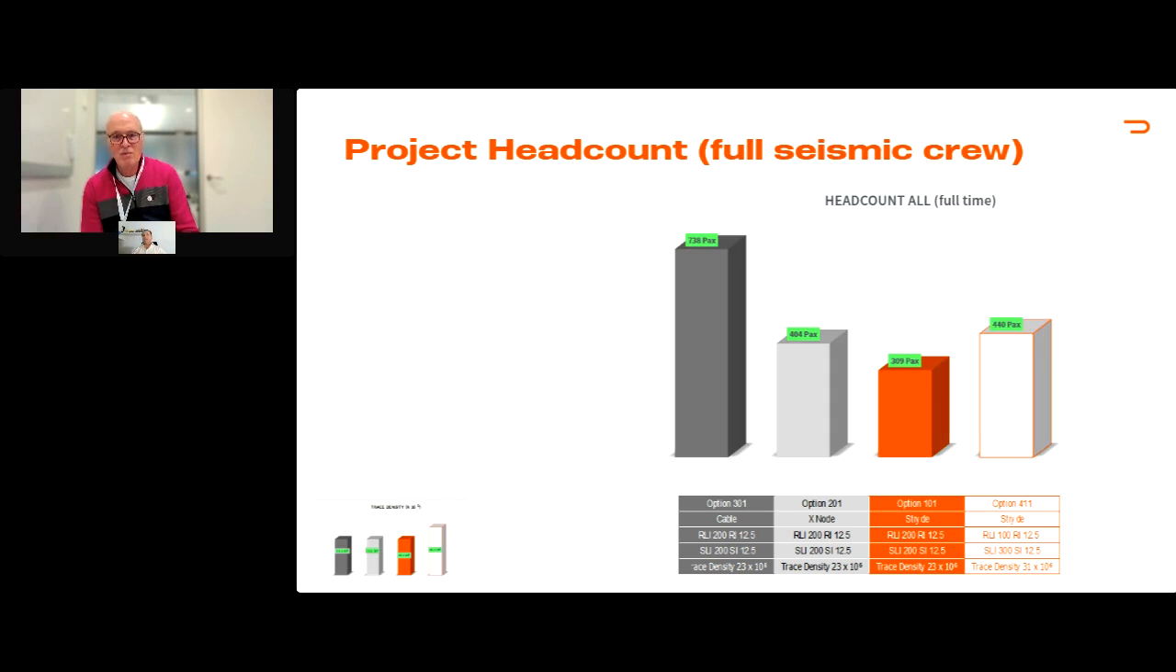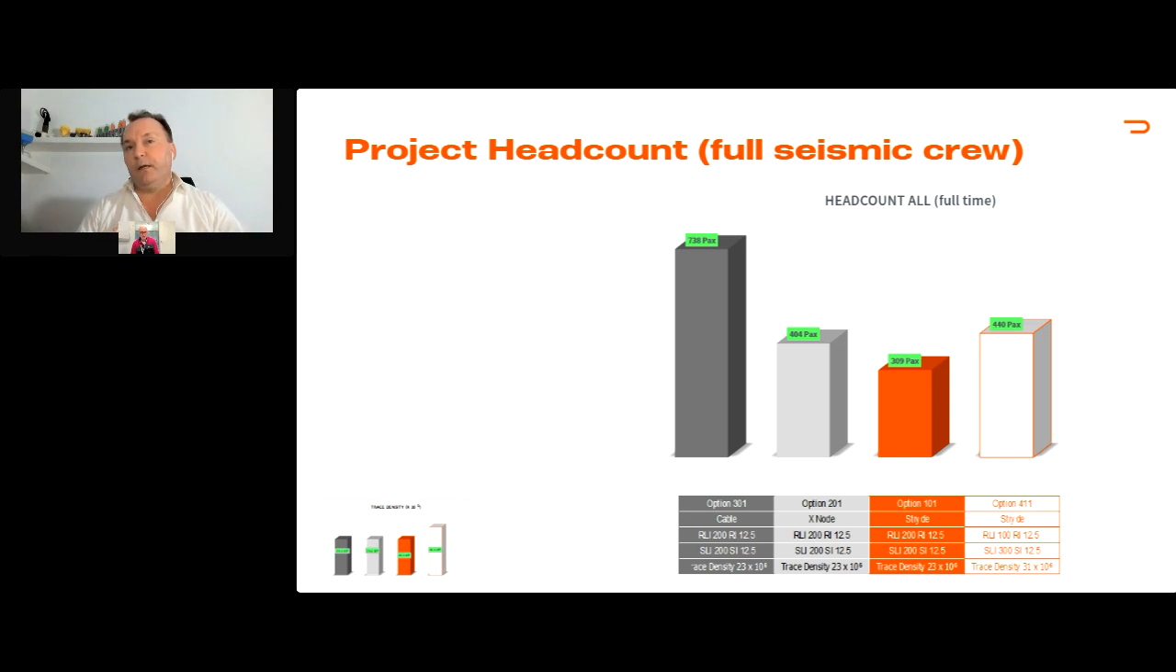Summary of the headcount for the project. If you were going to run this seismic program with a cable string, single geophone string, you would need about 740 persons full-time on the crew running 24 hours, all departments included. If you shift to a generic node with a single string, you would need about 404.